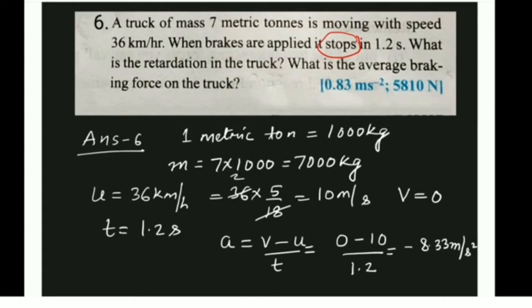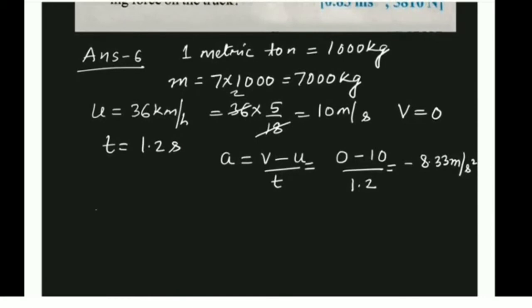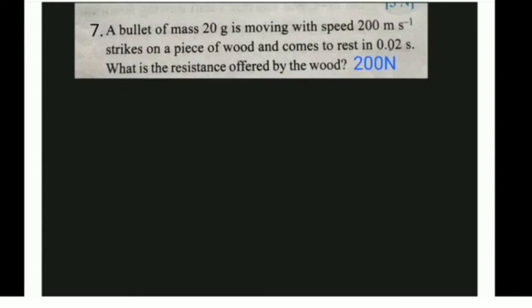Now but they are asking for retardation. So when they are asking for retardation, retardation is negative of acceleration. So you will write minus minus 8.33, or you can write 8.33 meter per second square. This is retardation.